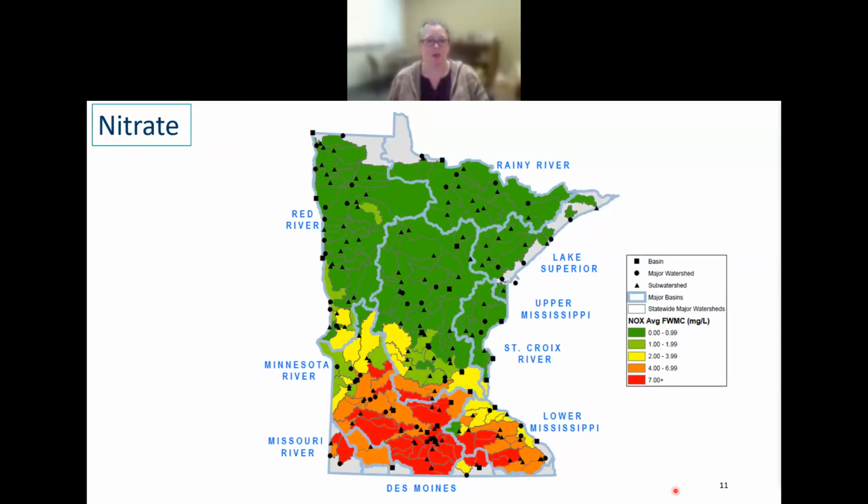Nitrate is a little bit of a different story when we're looking at how that is distributed across the state. The Red River doesn't have the elevated nitrate levels that we see in southern Minnesota. And you can see that there's sort of hot spots a little bit more than there are with some of these other parameters that we look at.